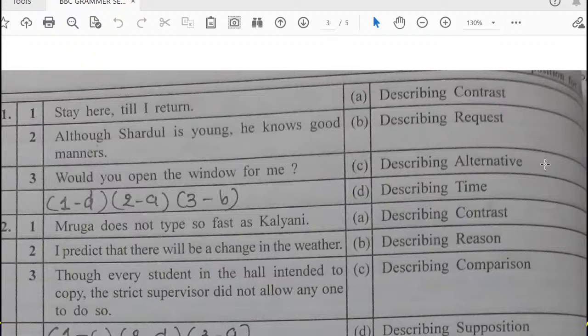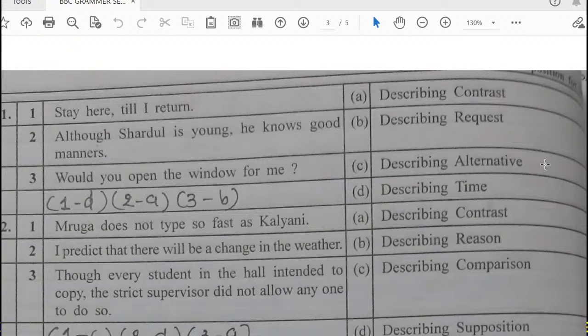Now the third sentence. Though every student in the hall intended to copy, the strict supervisor did not allow anyone to do so. See the sentence again. As there is the use of though, it suggests contrast. So the third sentence will be connected with option A, describing contrast.